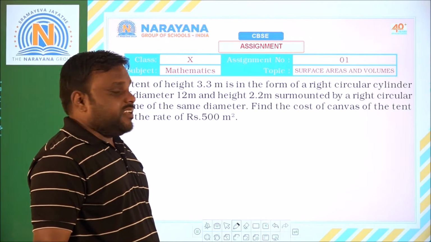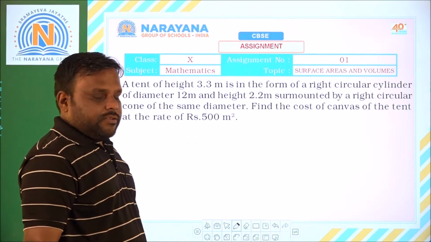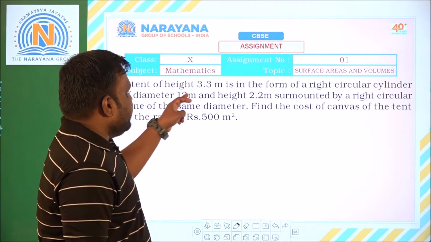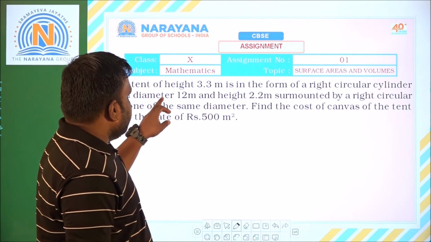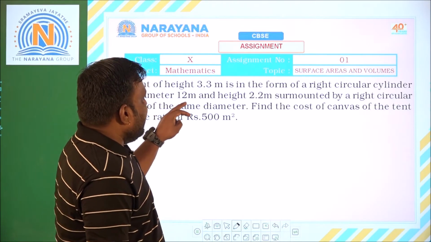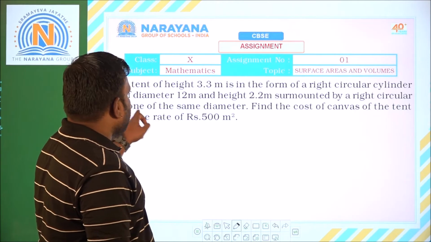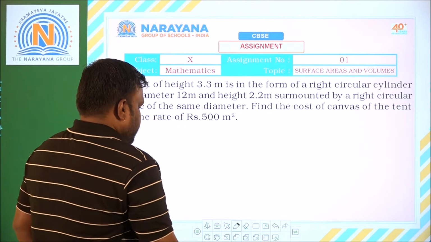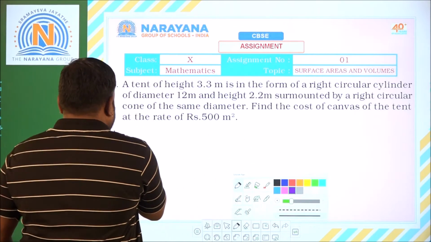Today we are going to discuss assignment number 1 based on surface areas and volumes. So let us look at question number 1. A tent of height 3.3 meters is in the form of a right circular cylinder of diameter 12 meters and height 2.2 meters surmounted by a right circular cone of the same diameter. So here, first let us draw the figure for this, then it will be clear for us.